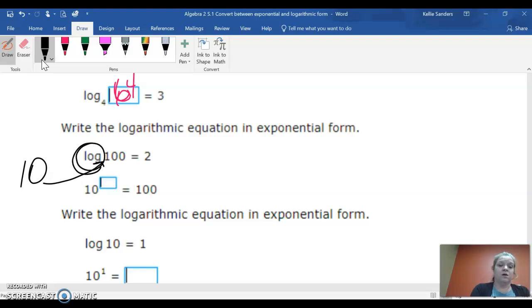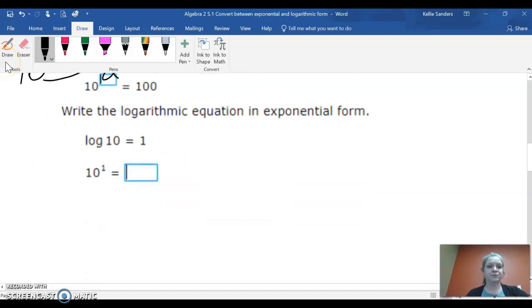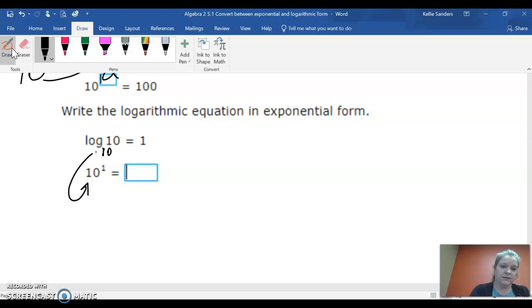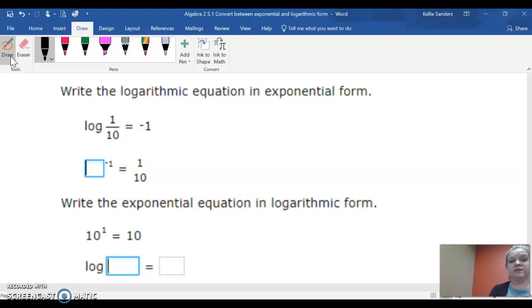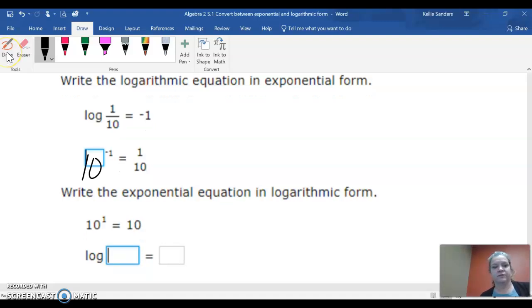So our log or our exponent is 2, so the 2 is going to be the answer for that problem. And this 10 right here, because it wasn't there, is this 10. So I've used that. This one is that one. So this 10 is going to be right there, because 10 to the 1 is 10. All right. Write the logarithmic equation in exponential form. So what are we missing? We're missing the base because we have the exponent. The exponent was -1. So the base is 10 because we don't see it. So that's the number that's there.